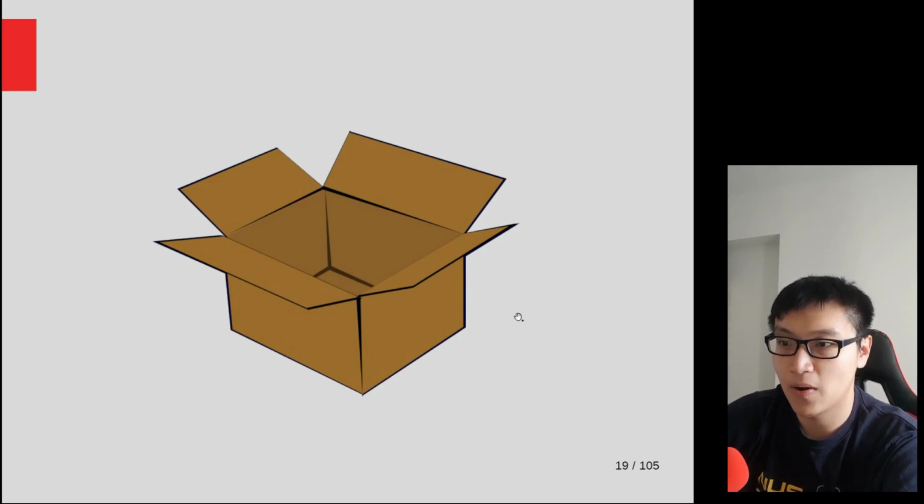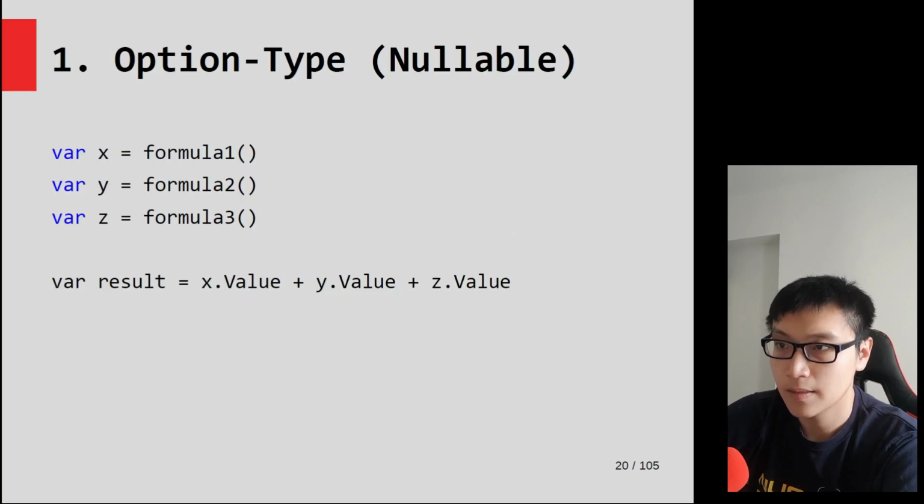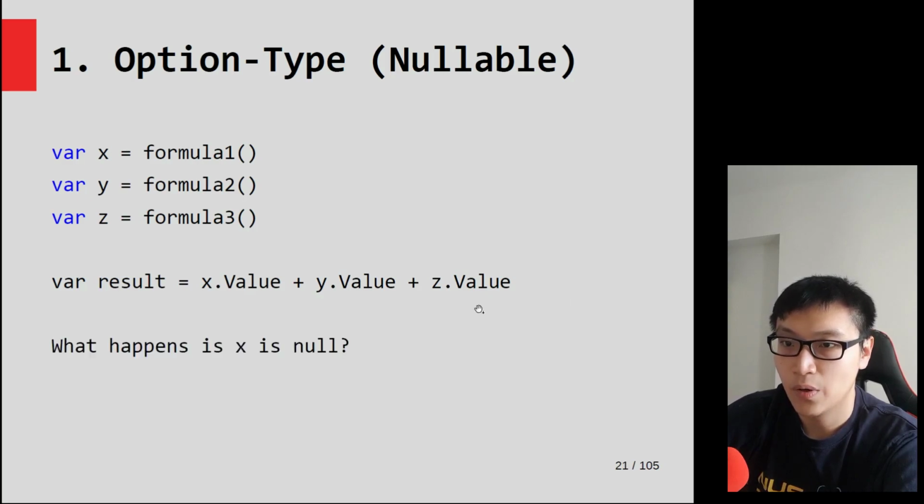For example, you have a box here that is empty inside. The box is empty. So how do you handle cases where there is empty data? So you take a look at this code. X is the calculation of formula 1, formula 2, formula 3. And you calculate the result by adding up 3 of these values. But there's a problem here. What happens if X is null? Maybe the result of X is missing, or there's no result. What will happen?